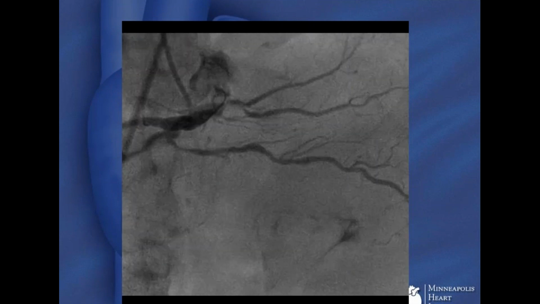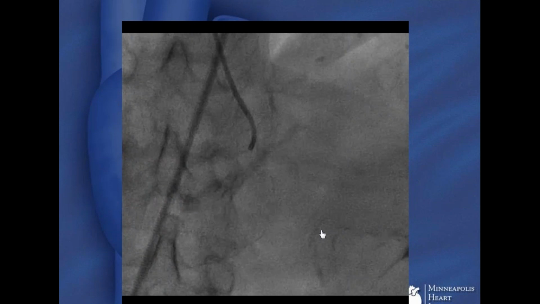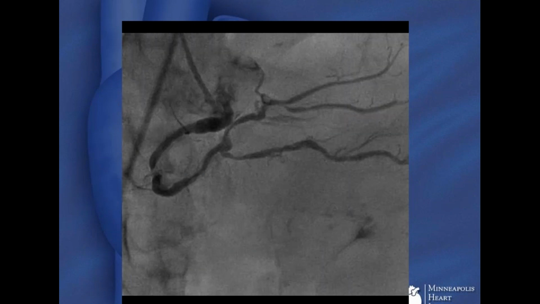So I thought that the only one really worth grafting was going to be the PDA. This looked a little bit small. This is a very large system here. So, I don't know if you know the imaging.